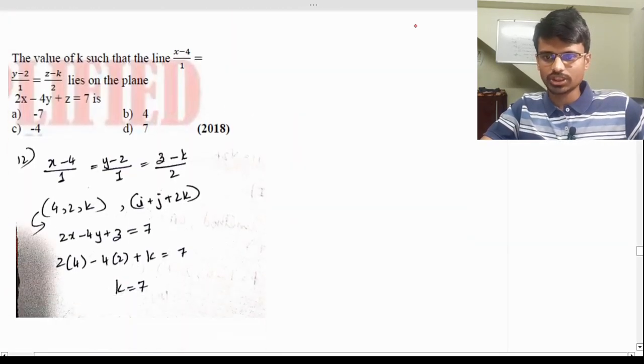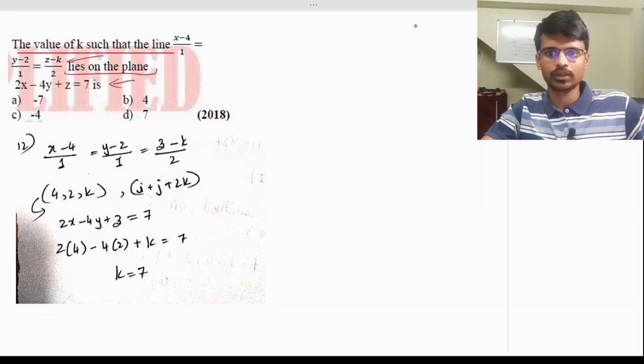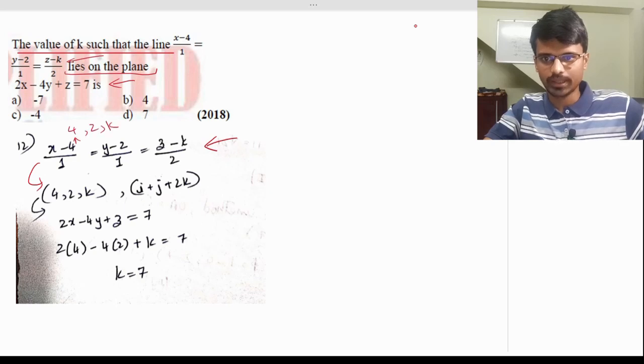Moving to our next question, what have we got? This is a very easy, very good question again. The value of k such that the line, they have given the parametric form of the line, lies on the plane. So they have given us the equation of the line. From the equation of the line, what all things can we extract? The point that the line passes through. Here it is 4, comma 2, comma k, right? It passes through this point and it is parallel to this vector, i cap plus j cap plus 2k cap. From the equation of the line, I have found these two data points.